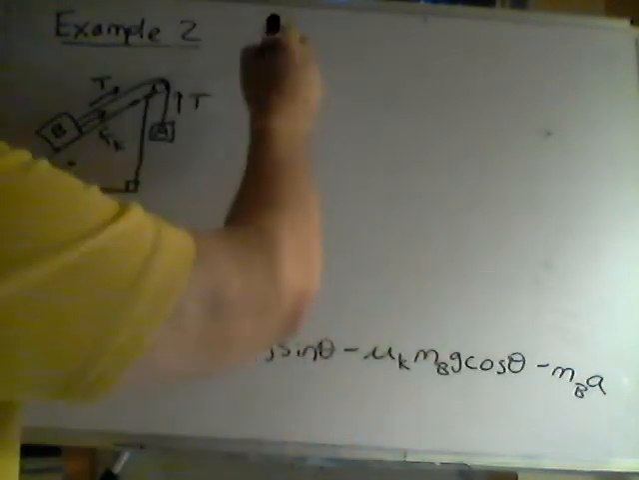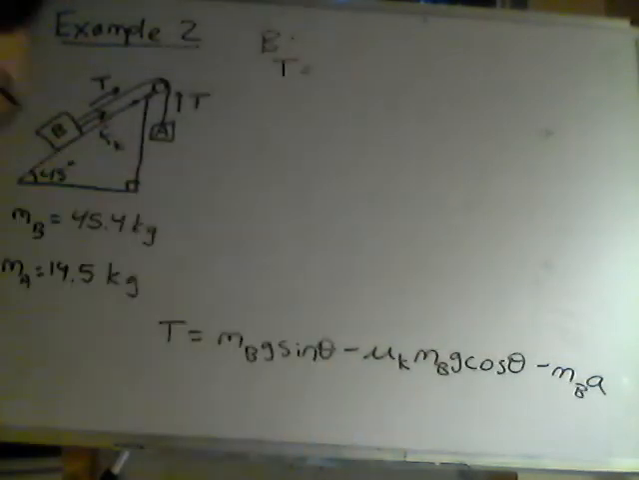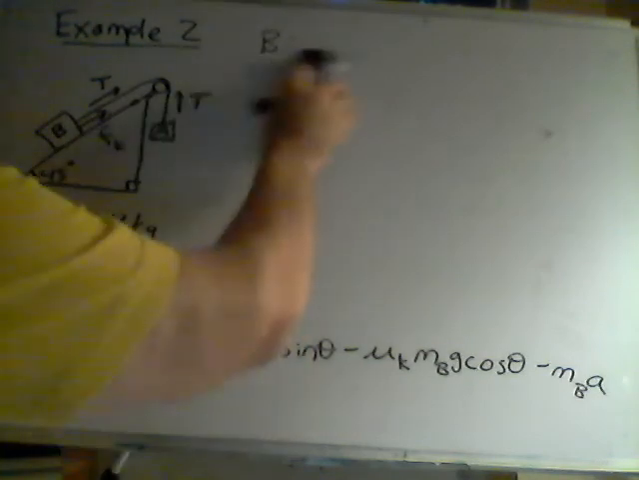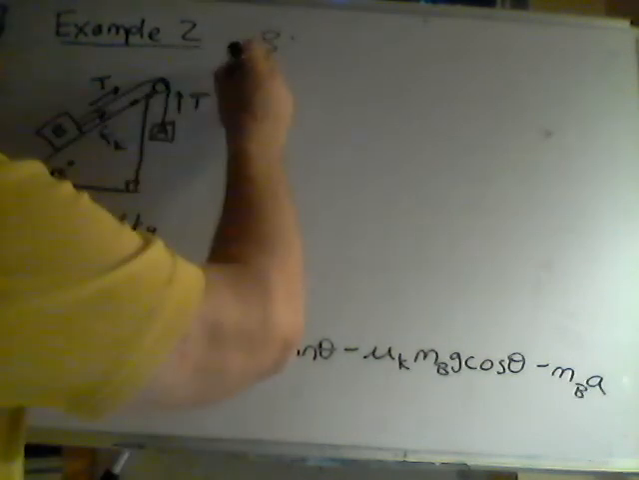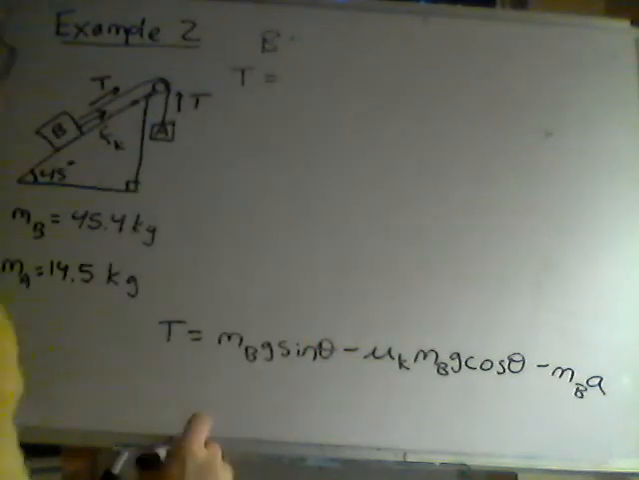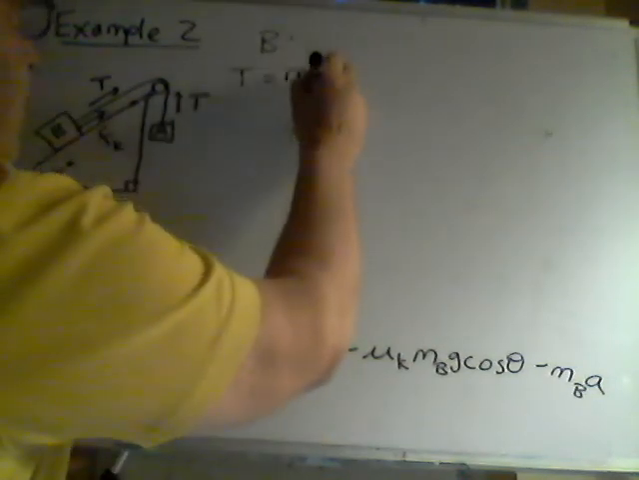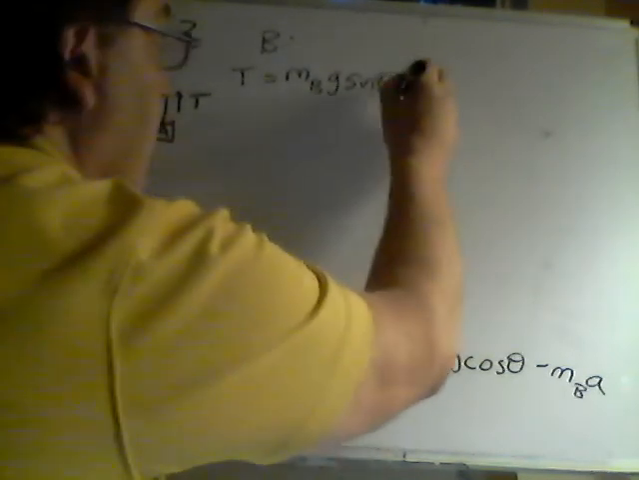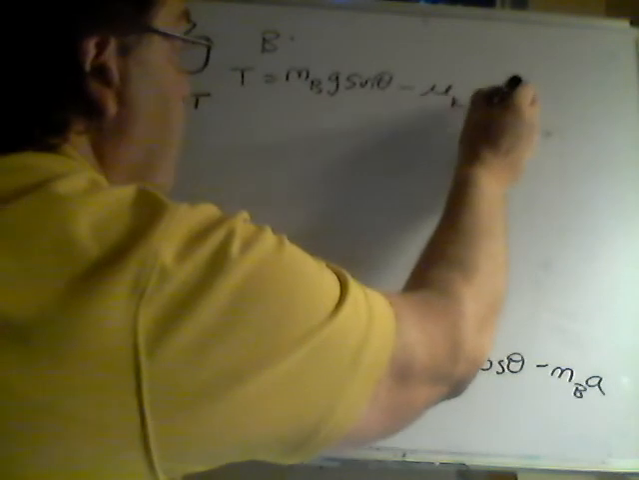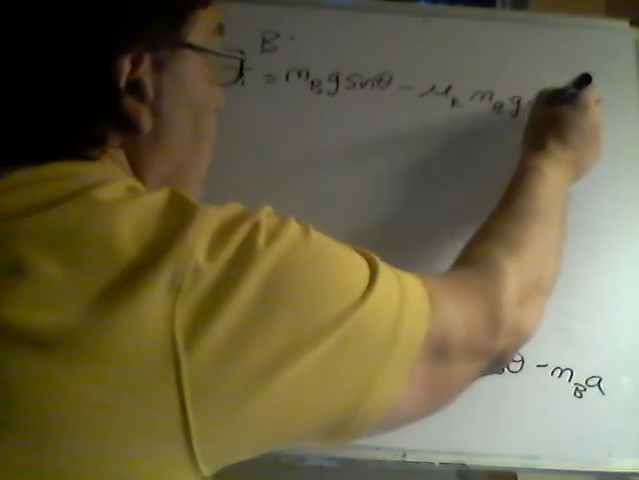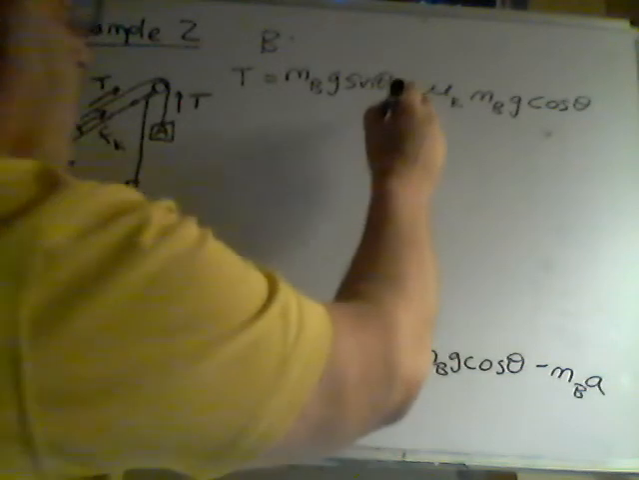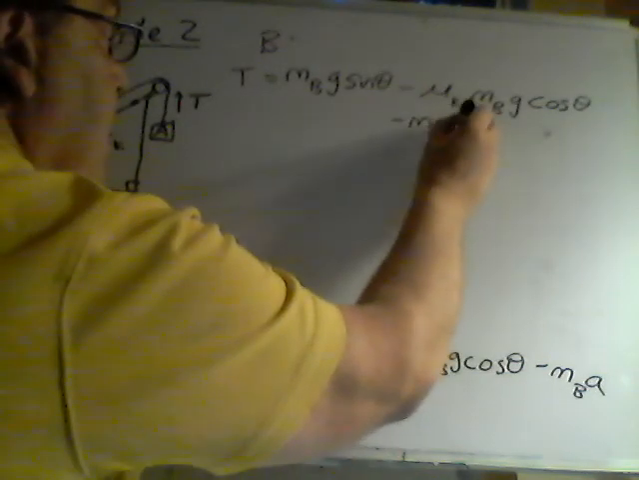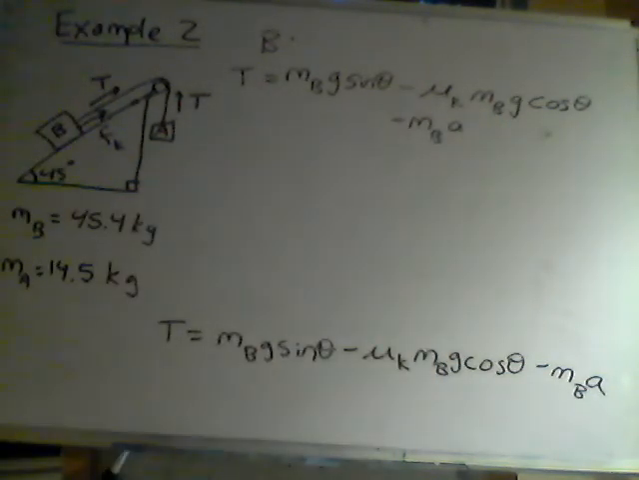Just rewrite it. I'm just going to copy. Again, real estate is my friend. T equals m sub b g sine of theta minus mu sub k m sub b g cosine of theta minus m sub b a. All right, so there you go. And that's the block B equation.